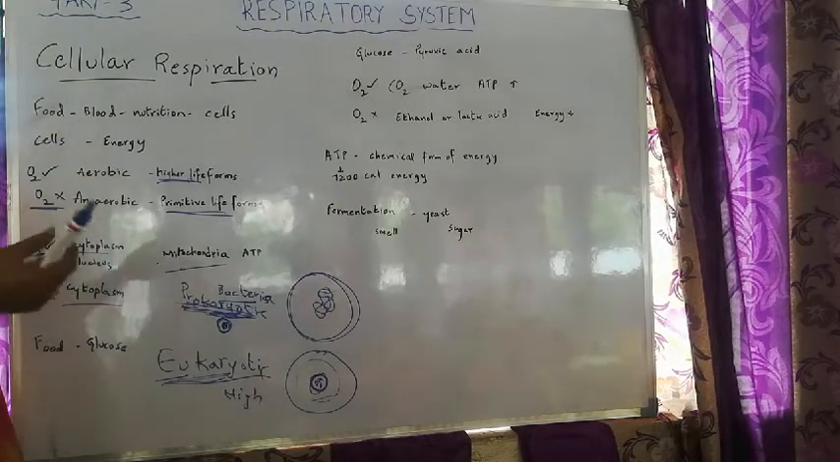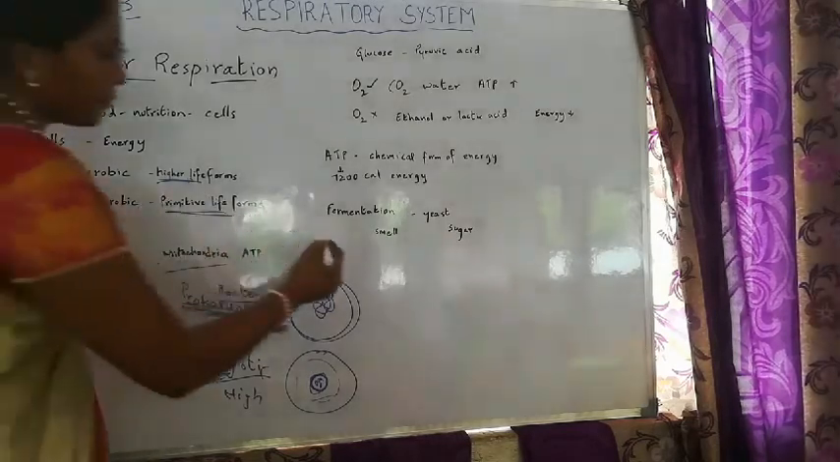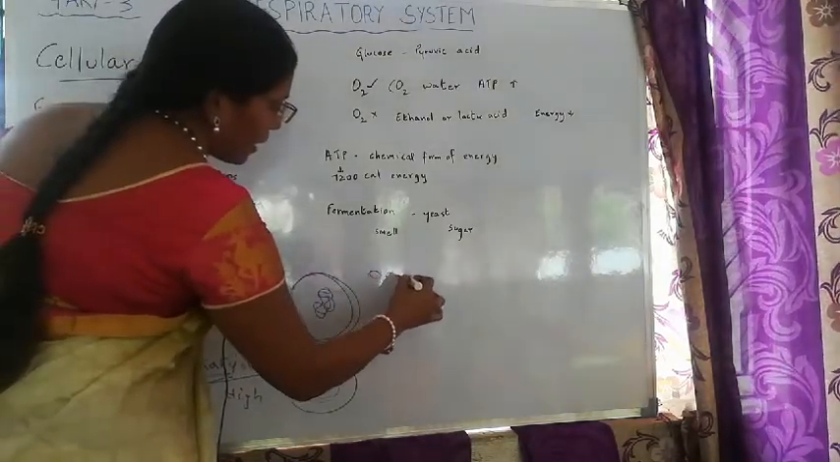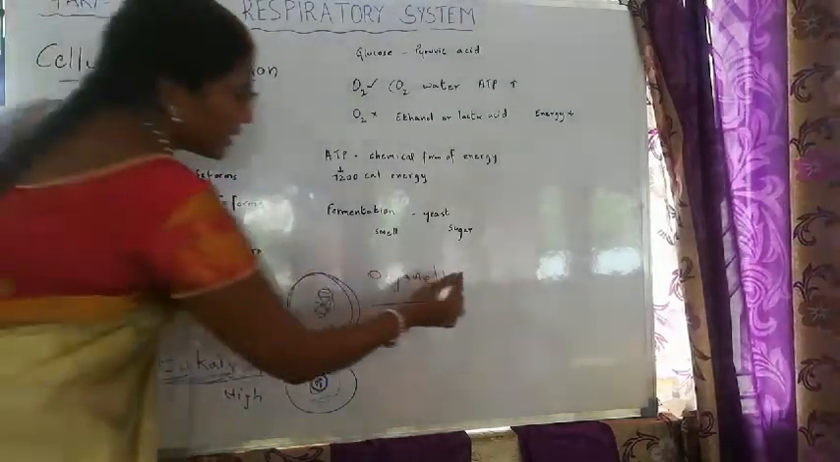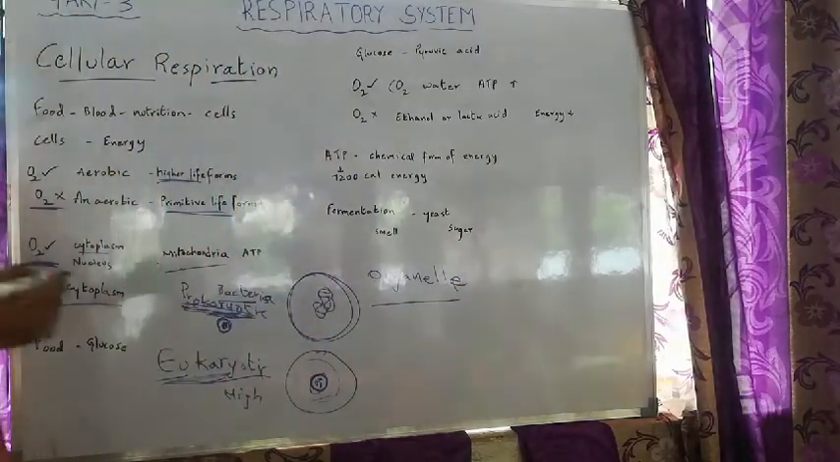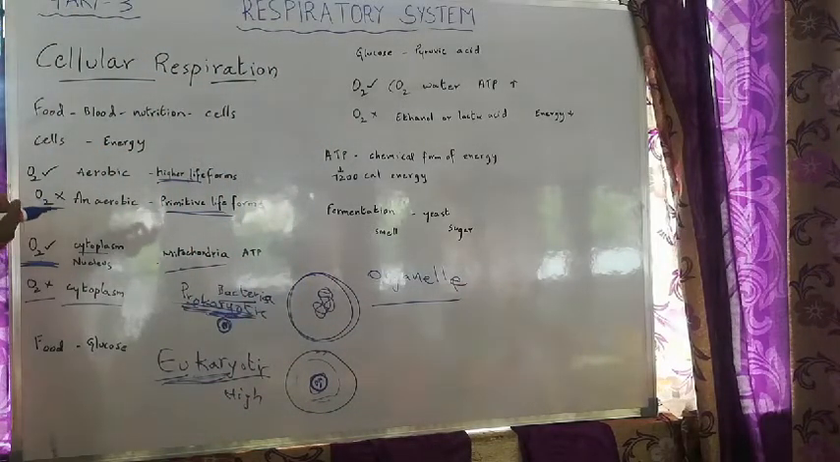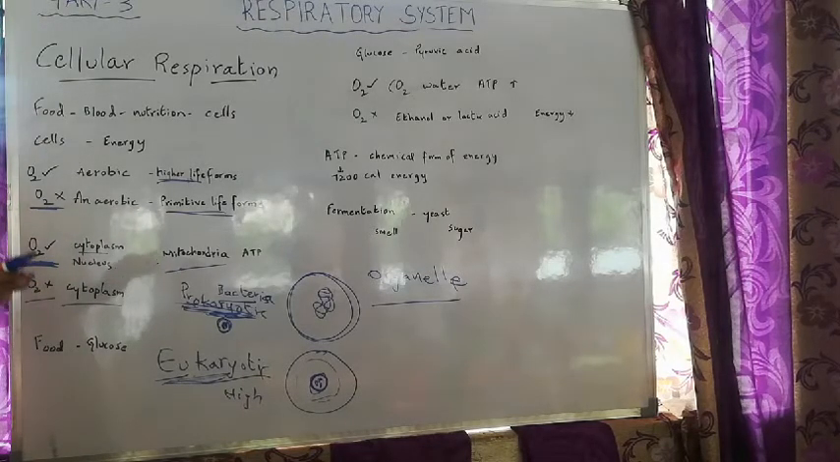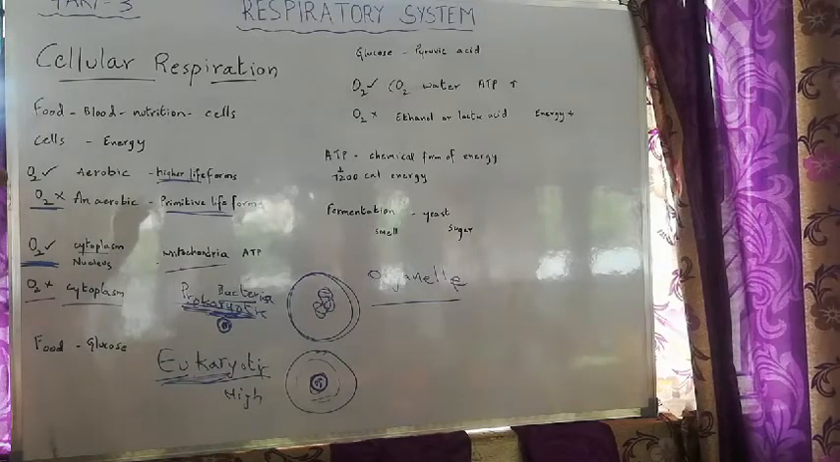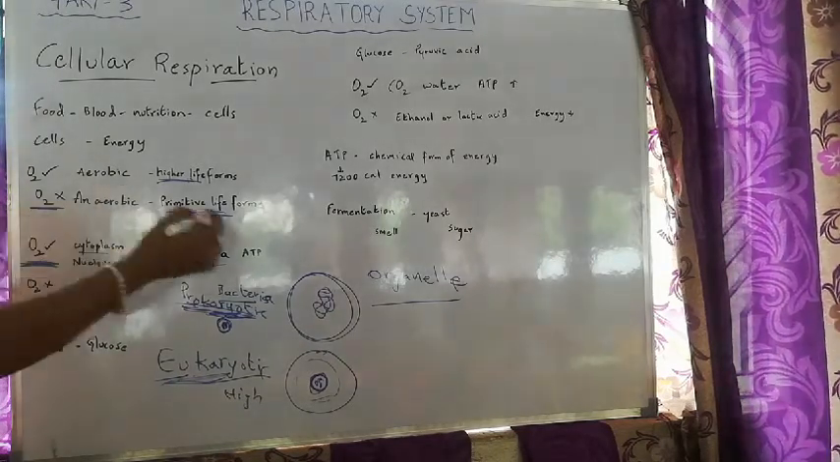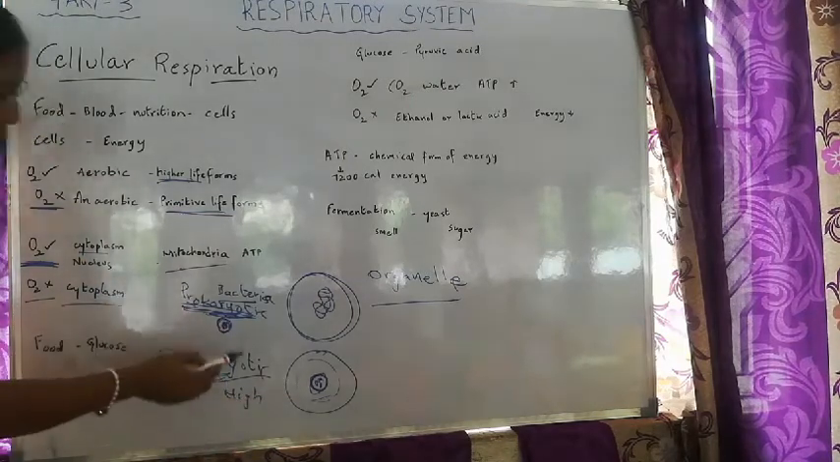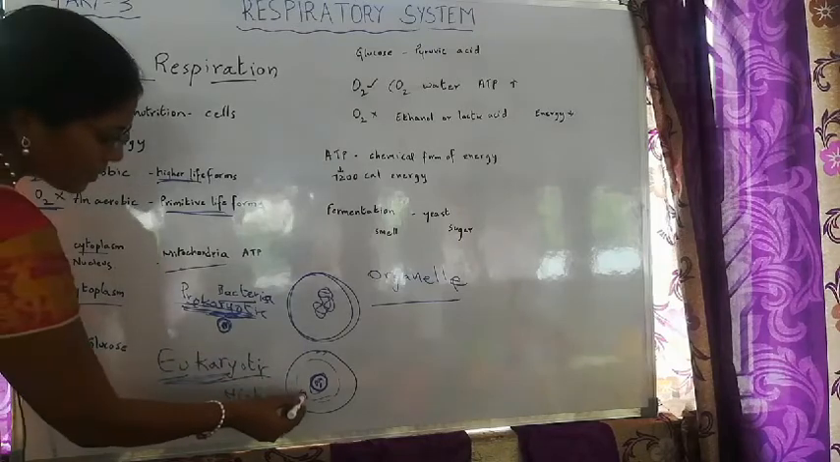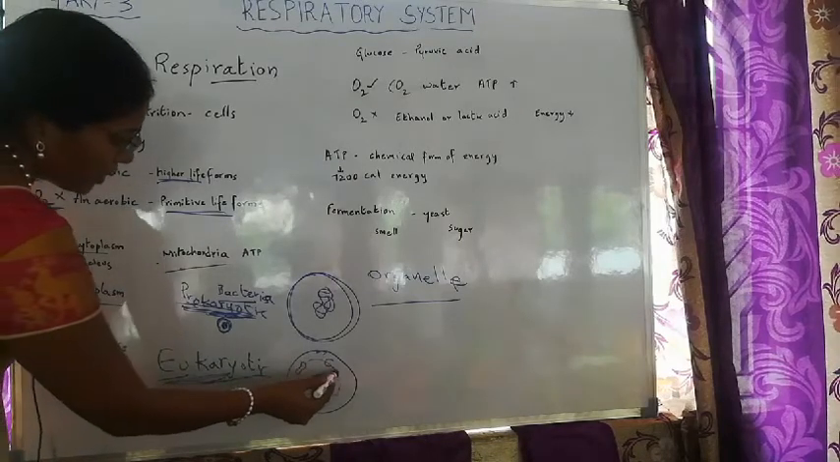Mitochondria is a cell organelle, O-R-G-A-N-E-L-L-E. It is different from an organ, right? Small structures which are present inside the cell to perform a particular function are called cell organelles. These are present inside the cell. Here in the eukaryotic cell, it has cell organelles like mitochondria.